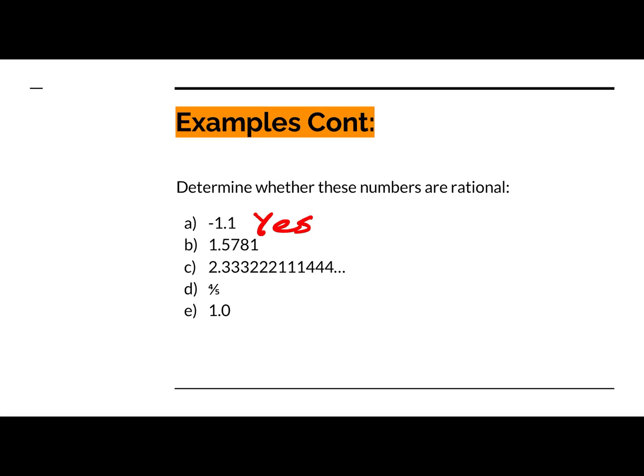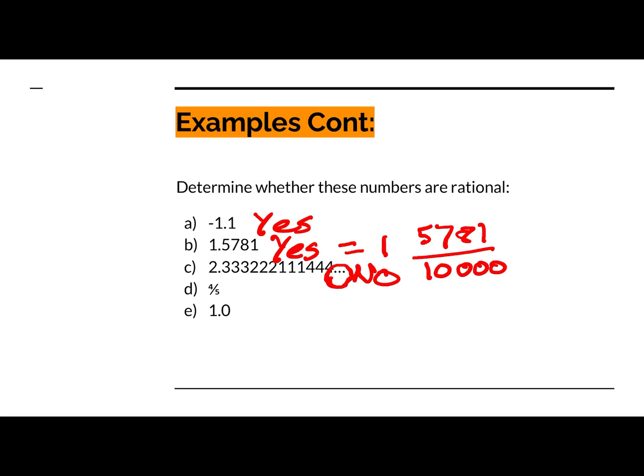So let's look at B here. 1.5781. Is this a rational number? And again, yes, because we can write this as a fraction. This is equal to 1 and 5,781 10,000ths. All right, what about this number here? Well, no, this is not a rational number. 2.33322211144... is not a rational number because these dots right here mean that it does not terminate, so we cannot write it as a fraction.